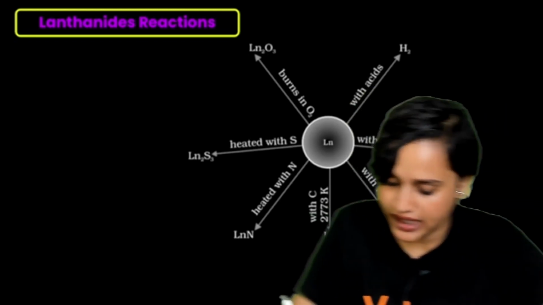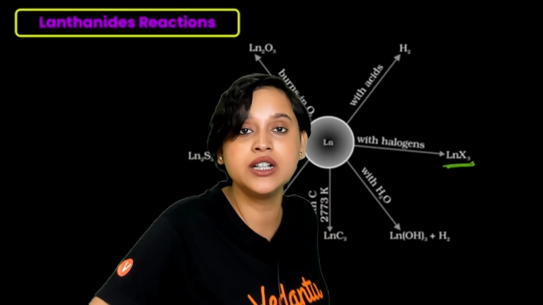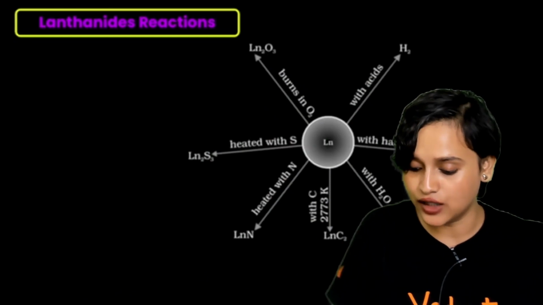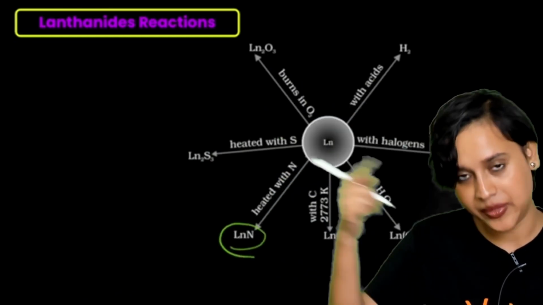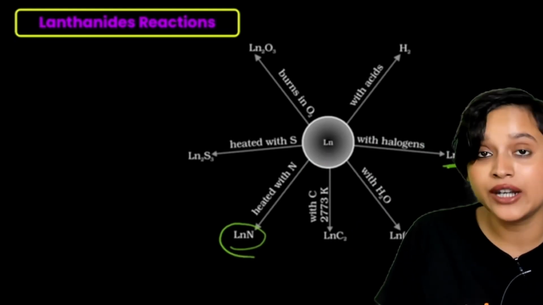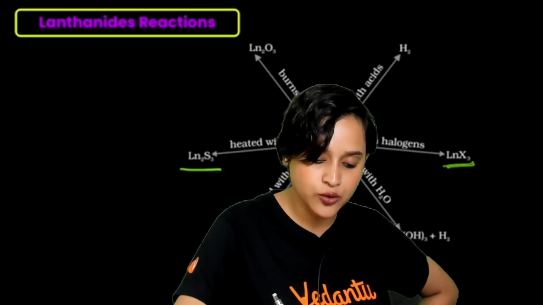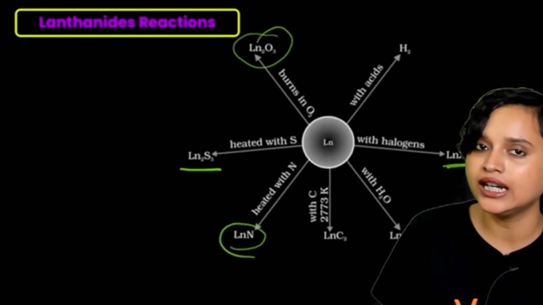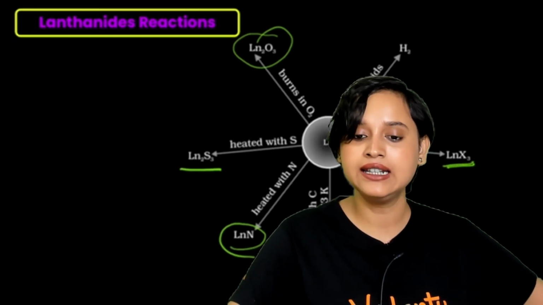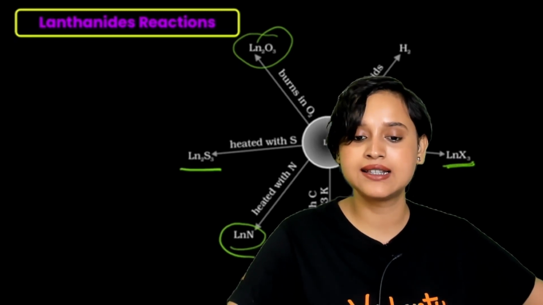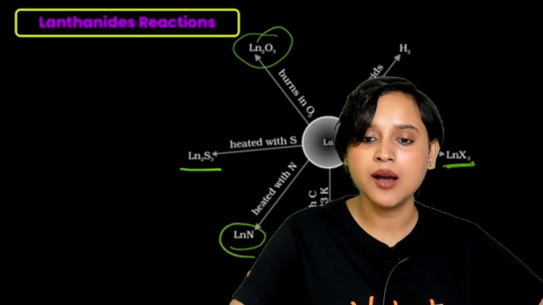Then lanthanides with carbon give you LnC2. With nitrogen also it reacts and forms LnN. With sulfur, when you heat it, it forms Ln2S3, and when it bonds with oxygen, you get Ln2O3. Is this clear, guys? All right, chalo, moving on, everybody.